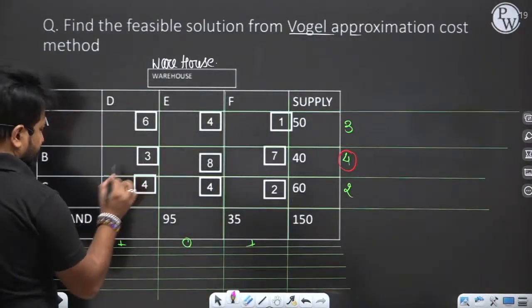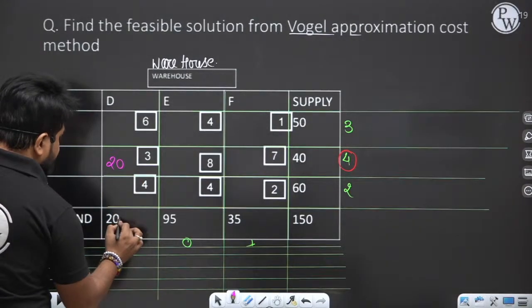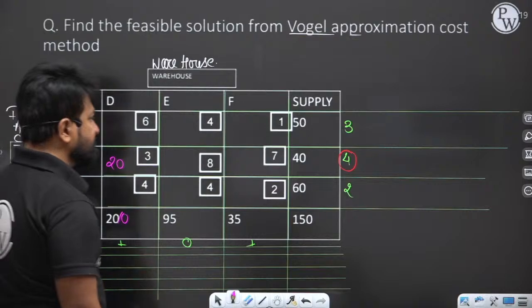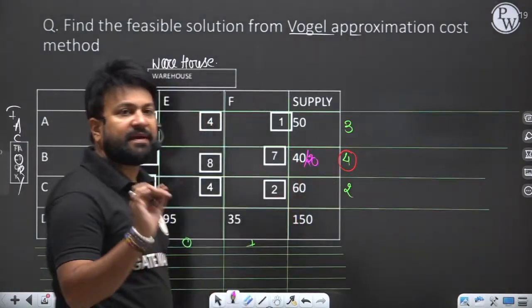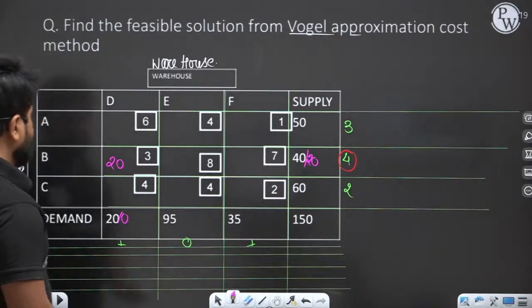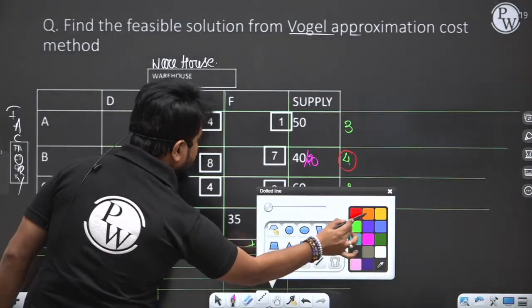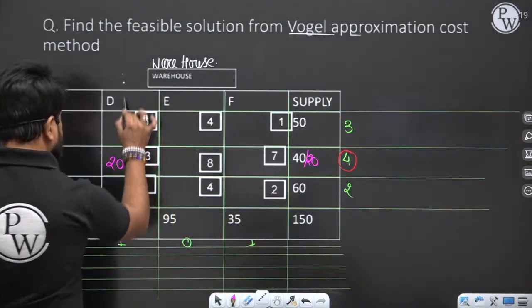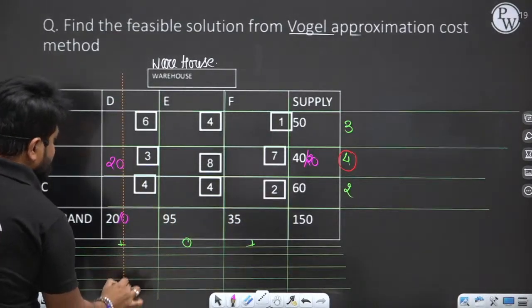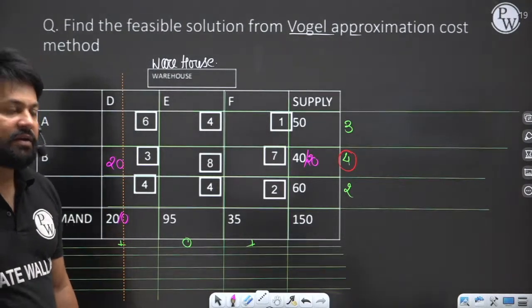So B can supply 40, D can store 20. So here we are going to supply 20. Here the demand becomes 0. Here the supply is still 20. Now remove this column. This column is not going to participate in the penalty cost method anymore.